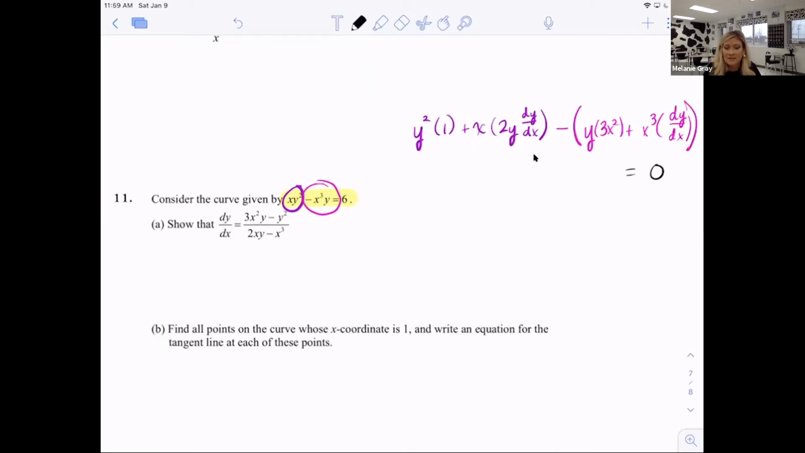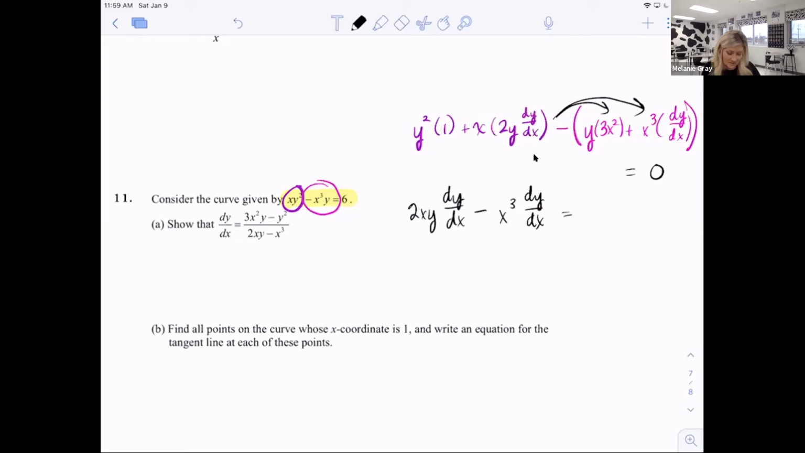Then we want to collect the dy by dx terms on one side and move everything else to the other side. And I'm going to clean it up a little bit. I'm going to write it as 2xy dy by dx. And then this negative gets distributed, don't forget. So it's minus x cubed dy by dx equals, I'm going to move my terms to the other side.